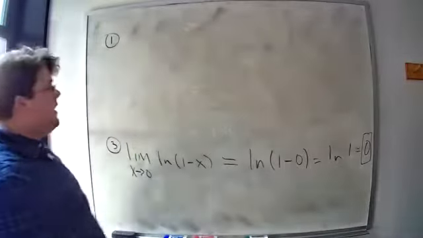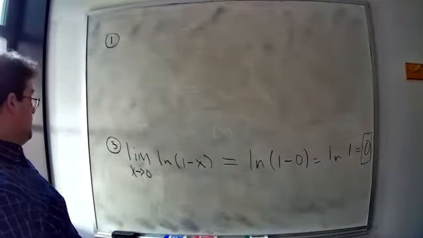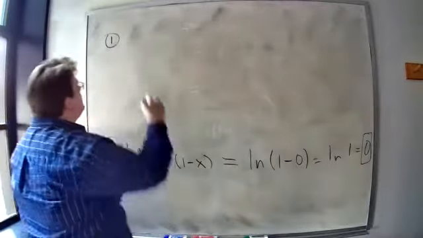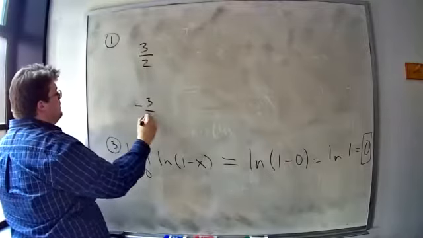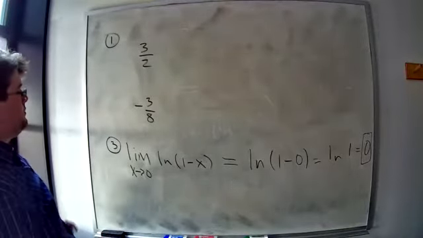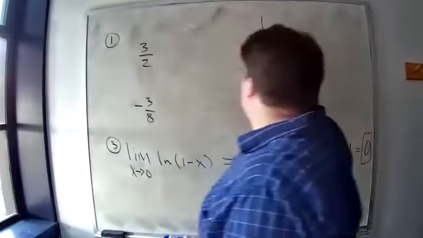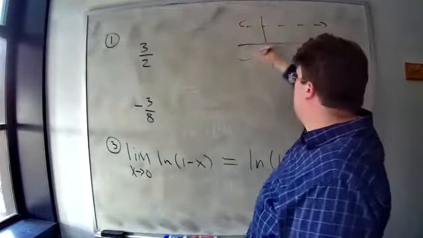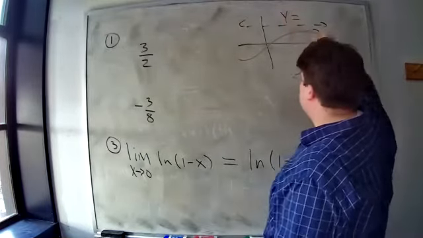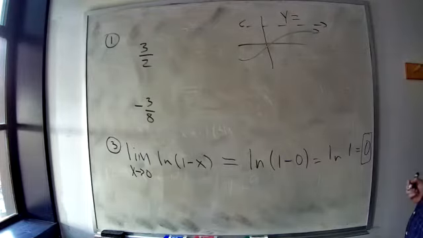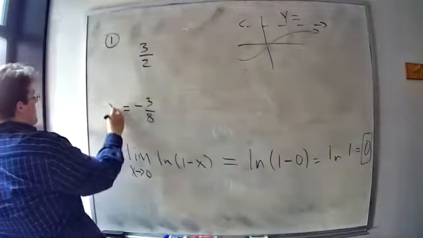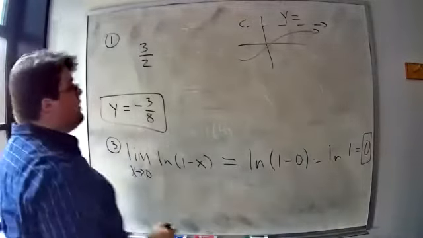In problem 1, it asked for vertical asymptotes and horizontal asymptotes. Remember, these right here are not the correct answers for the vertical asymptotes and the horizontal asymptotes. Because remember, a horizontal asymptote is a horizontal line, and the horizontal line is described by y equals some number. So here, the horizontal asymptote would have been y equals -3/8.